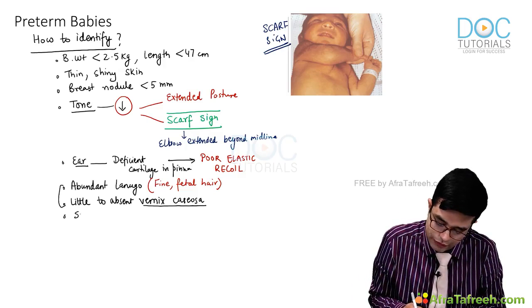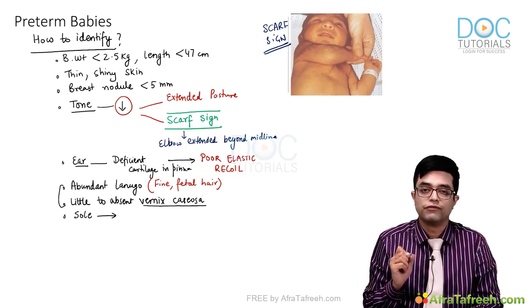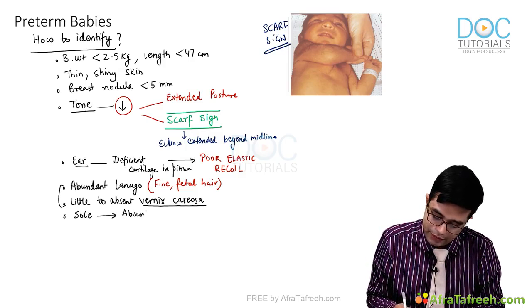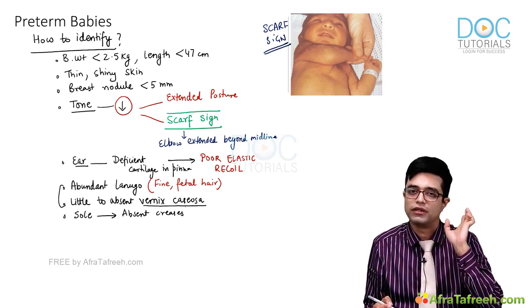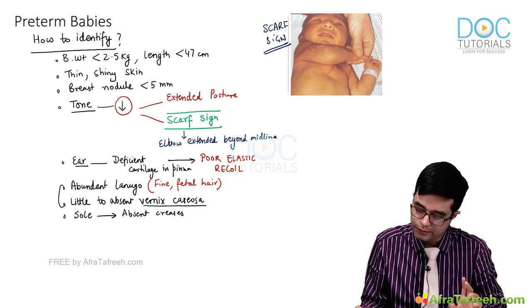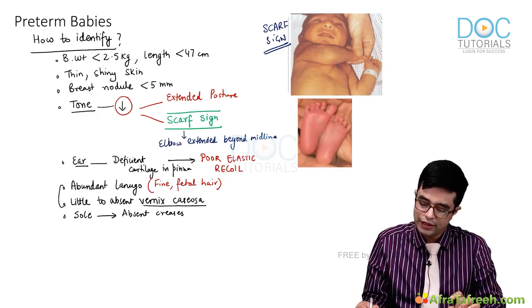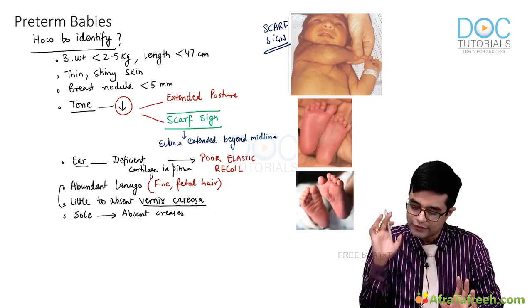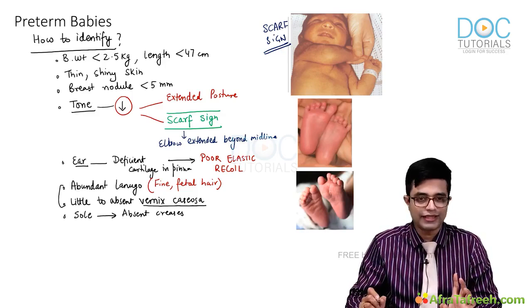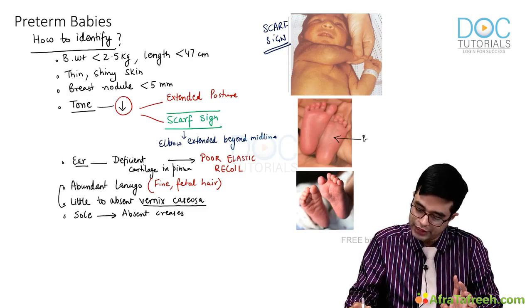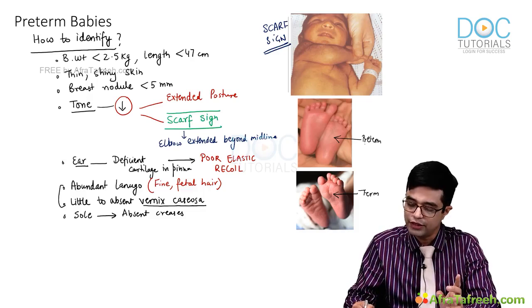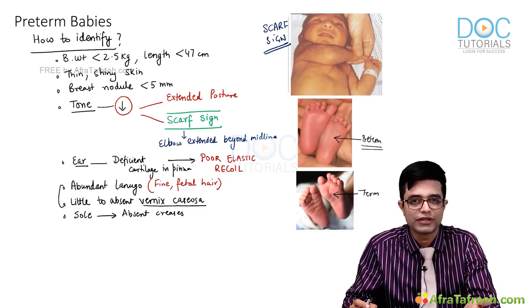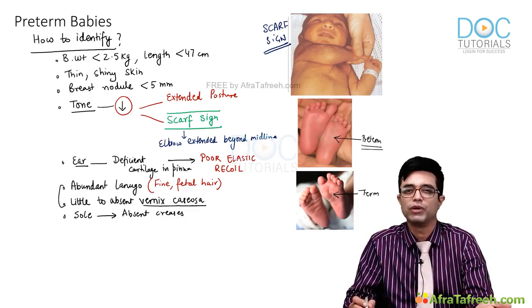If you look at the sole of the foot, you will find that there are absent skin creases in preterm babies, or even if they are present, only in the upper half or upper one-third of the foot. If I have to show you pictorially, look at this. Can you see the soles are entirely smooth? And look at this picture. The soles have prominent skin creases. So these are the soles of a preterm baby and these are the soles of a term baby. Term babies have prominent creases on the sole of the foot. Preterm babies have no skin creases or very mildly conspicuous skin creases, and even if they are present, only in the upper one-third of the foot.